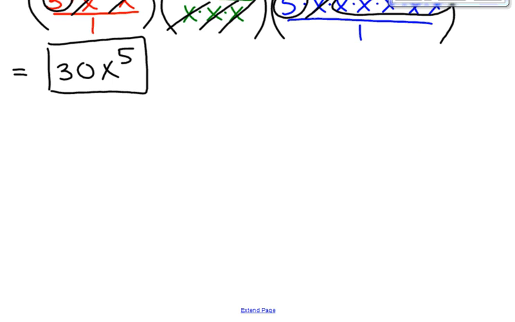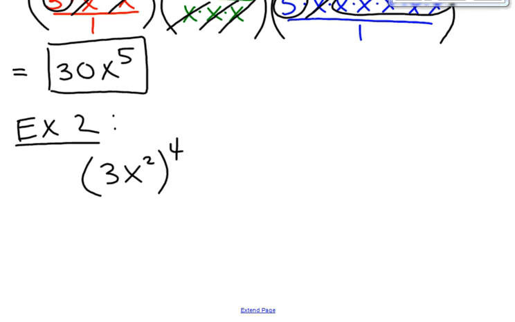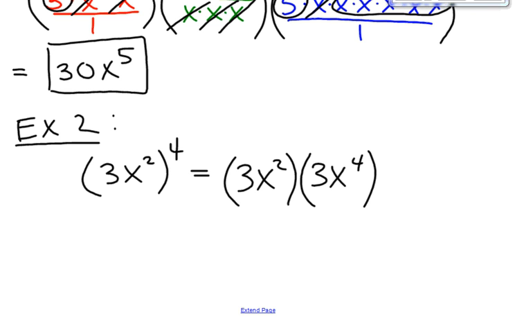So now for example 2, let's try one that looks a little different, a little simpler actually. We have 3x squared, and then that to the 4th power. What that means is, if that whole thing in parentheses is to the 4th power, that whole parentheses, 3x squared, gets multiplied 4 times. So we're going to write it out. Actually, I made a mistake there. That should be 3x squared, 3x squared, 3x squared, and 1 more time.